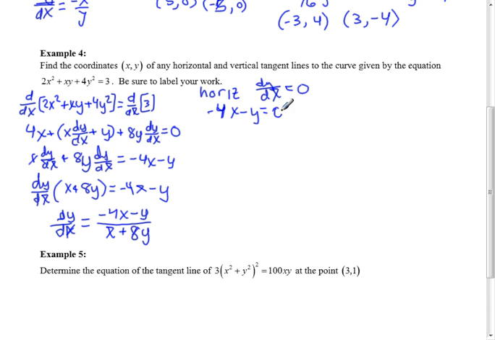And I could choose to either solve for x or y. In this case, it looks like y would be easier to solve for. So I get y is negative 4x. To figure out the points where y equals negative 4x, I just have to substitute that back into the original. So we have 2x squared plus x times, and instead of writing y, I'm going to write negative 4x, plus 4 times negative 4x quantity squared equals 3.